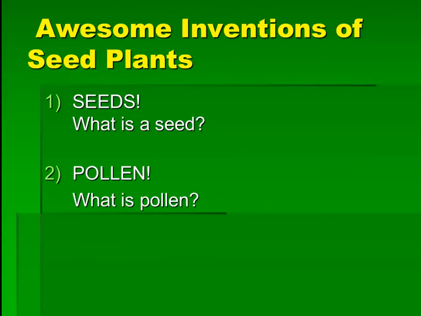All right, awesome inventions of seed plants. Obviously, seeds. Well, what is a seed? A seed is an embryonic plant, specifically the embryonic sporophyte with a food source. And your book uses an analogy of a mobile womb, all right? Because let's say in a human pregnancy, you have the embryo with the food source inside the womb, inside the uterus of the female. But a seed is mobile. The embryo and the food source takes off.